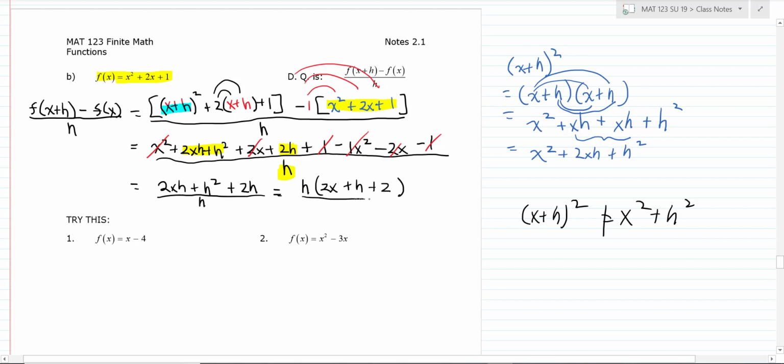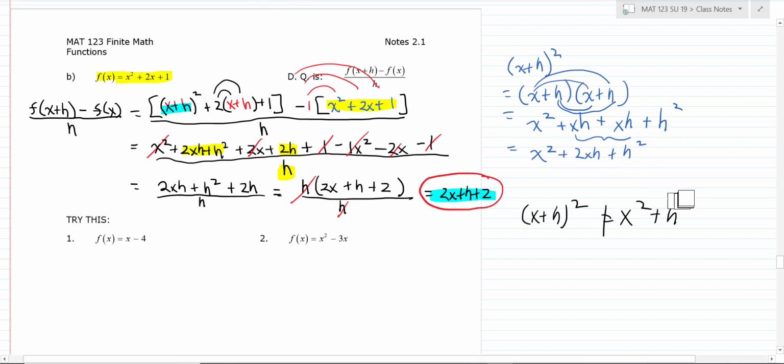And these are background issues that some students in this class have some issues with. So what will happen is after you take that h out, and every time you factor something, check it. Just do the distributive property and make sure you did that right. Now you can cross that out, and then the answer to the problem is 2x plus h plus 2. So that would be the final answer to that problem.